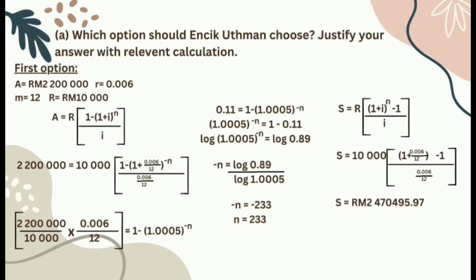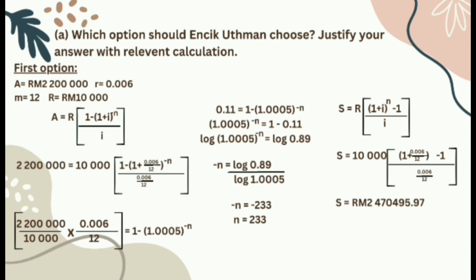Question A. Which option should Encik Uthman choose? Justify your answer with relevant calculation. So first, we're going to calculate the first option. It's given A equals 2.2 million, r equals 0.006, m equals 12, and R equals 10,000. The formula that we're going to use is A equals R multiplied by (1 minus (1 plus i) in brackets, to the power of negative n), over i.